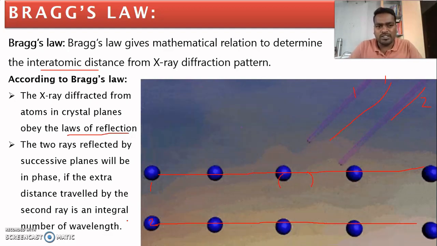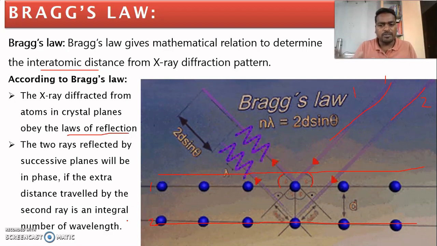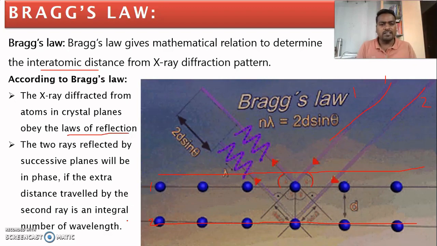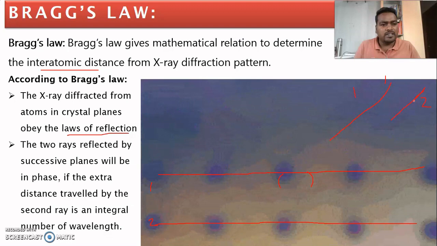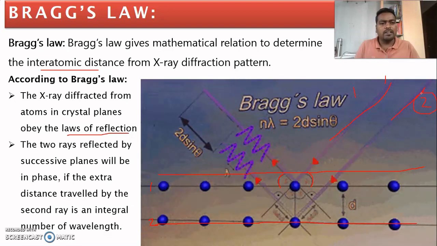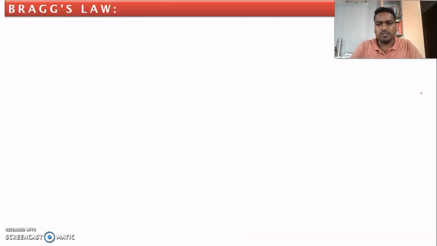Dear students, Bragg's law is very simple. It mainly tells two important things. First, when we pass X-ray radiation through the crystals, reflection takes place, so it obeys laws of reflection. That means the angle of incidence is equal to the angle of reflection. Second thing is, compared to wave 1, wave 2 travels more distance. The extra distance which is traveled by the second beam is equal to an integral multiple of wavelength. So now let us derive this expression.